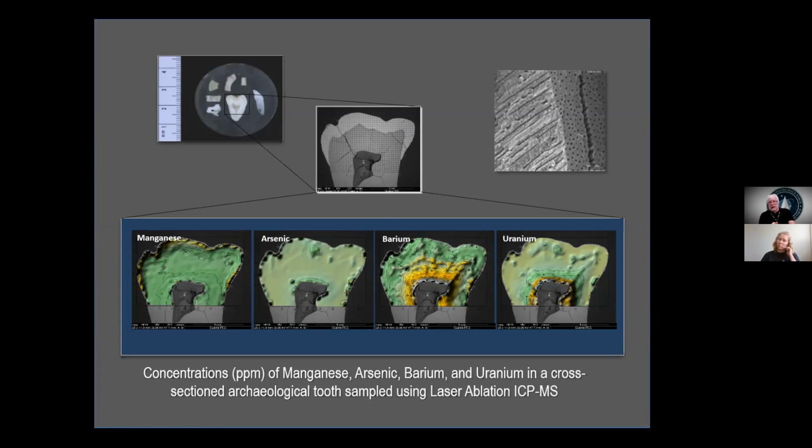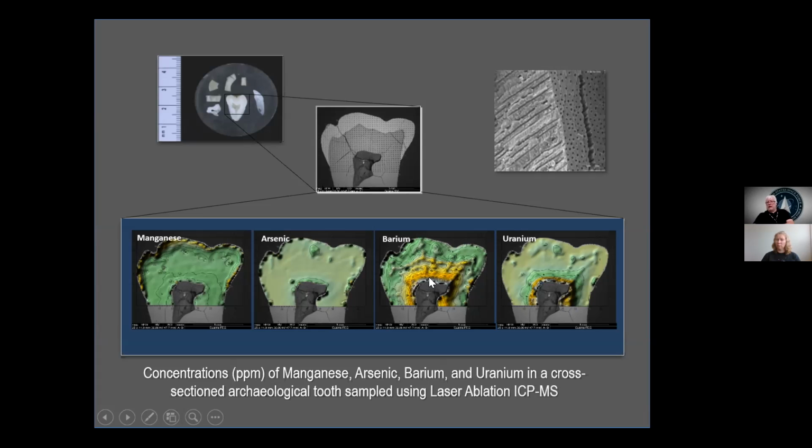They move differently when somebody's buried. As you can see here for both barium and uranium, both of these look like they're coming in through the pulp chamber, through the open space in the center of the tooth here, and they're kind of migrating from that area out towards the top of the tooth and the enamel.